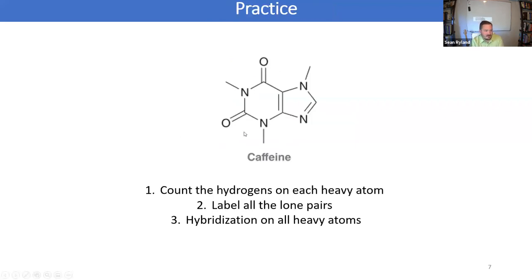So for practice, while I go get a fresh battery for my mouse, take caffeine here, and try to figure out how many hydrogens go on each heavy atom. Nothing has a charge on it, so you're just counting bonds. Label all the lone pairs and label all the hybridizations. Go through that real quick, and then in a minute, we'll walk through it and practice it.